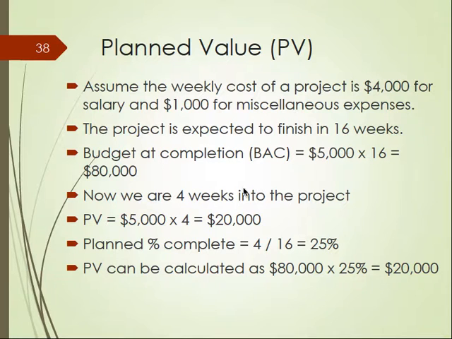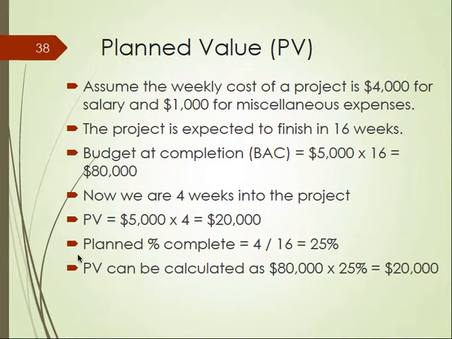And now, if we have finished 4 weeks of work, suppose we are into the first 4 weeks, what we planned to have spent on the project will be 4 weeks times $5,000 per week. So the planned value at this point, at the end of 4 weeks, will be $20,000. Okay, and this is one way to calculate it.